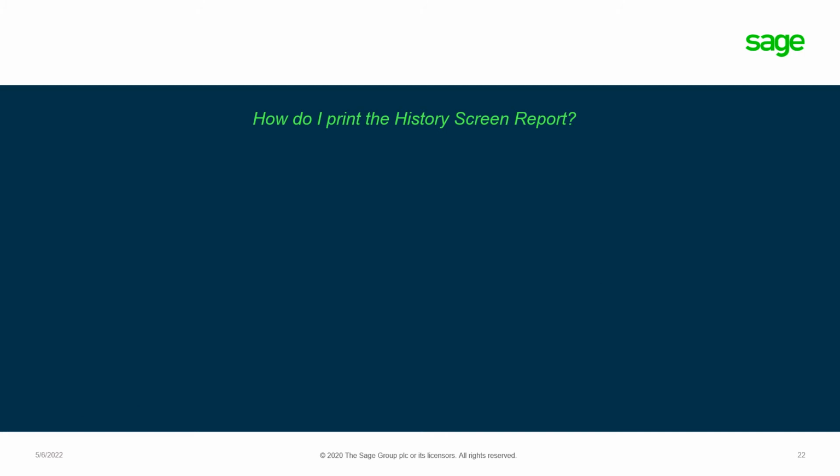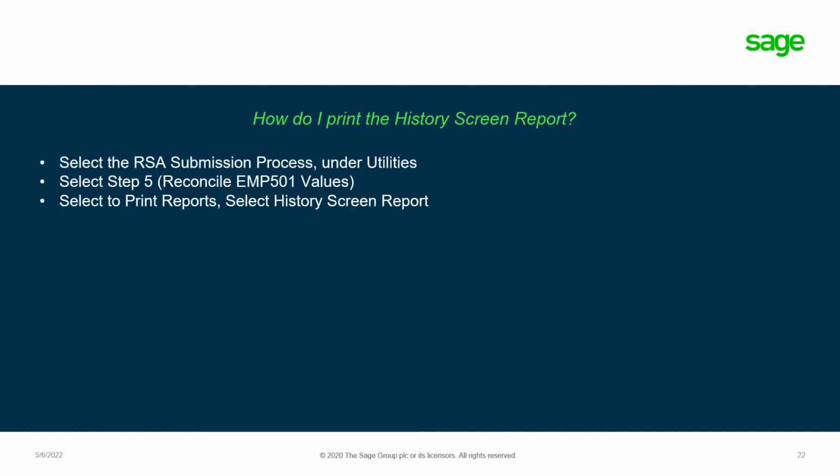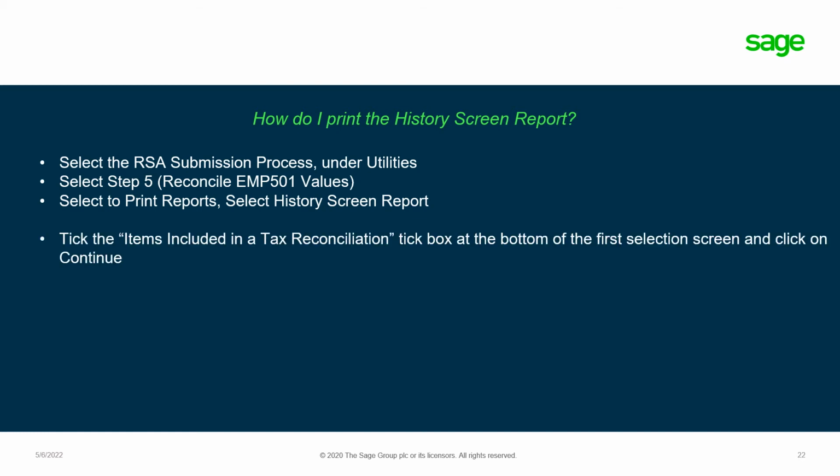How do I print the history screen report? Select the RSA submission process under Utilities. Select Step 5, Reconcile EMP501 values. Select to print reports. Select History Screen Report. Tick the item included in a tax reconciliation tick box at the bottom of the first selection screen and click on Continue.